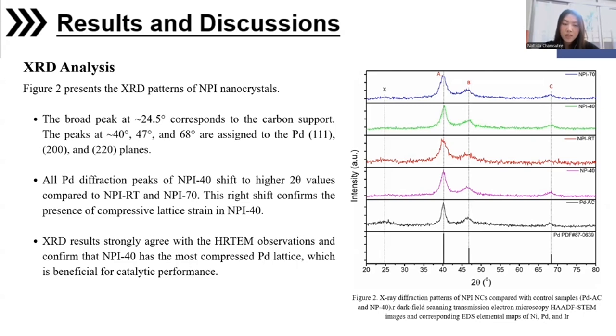We observe that the Pd diffraction peak of NPI 40 is shifted to a higher 2 theta value compared with NPI at room temperature and NPI at 70 degrees Celsius. The right shift indicates the presence of the compressed lattice in NPI 40. These XRD results are consistent with the HRTEM observation and confirm that NPI 40 has the most compressed Pd lattice structure.